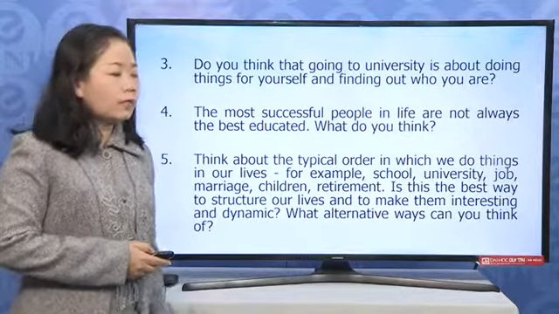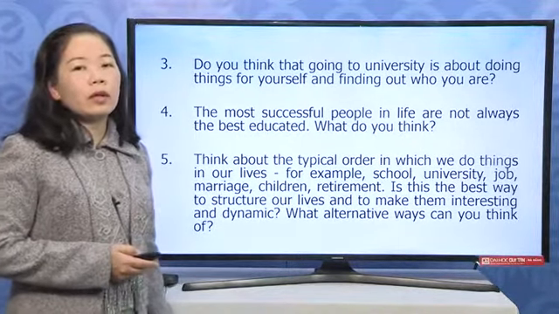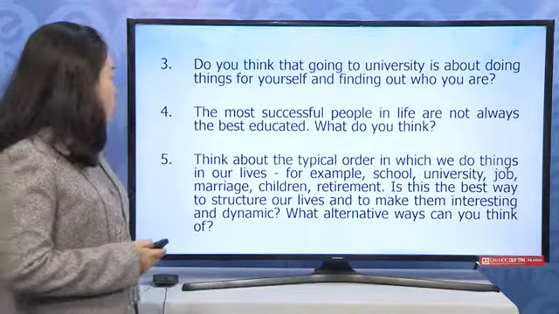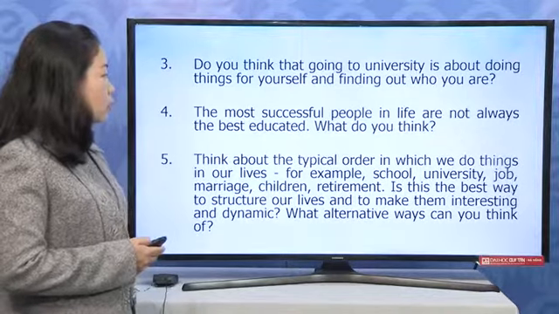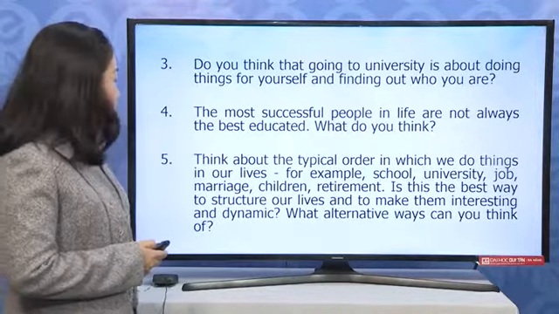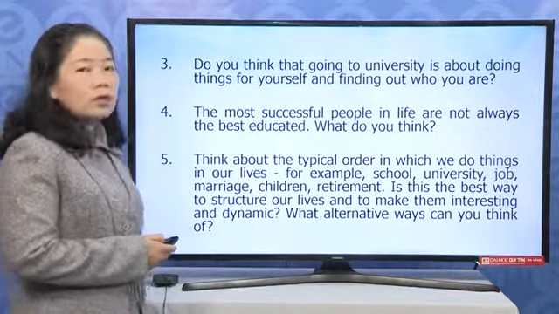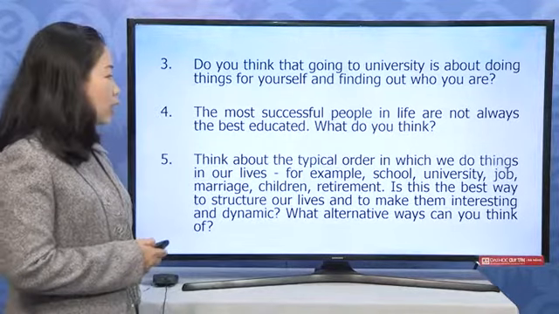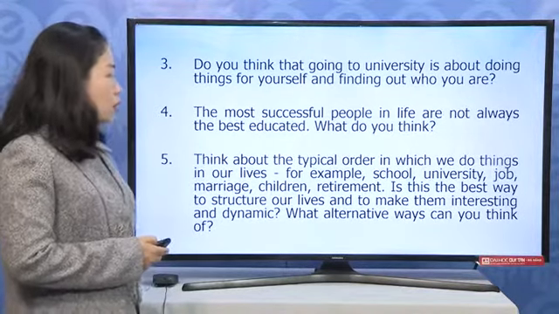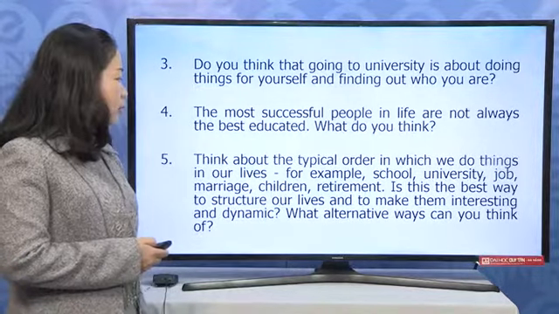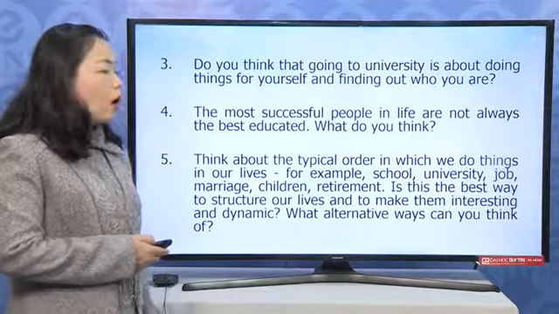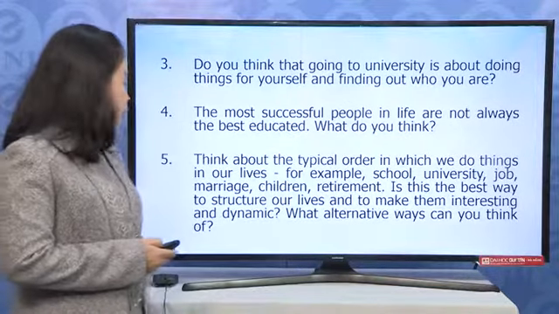And the last one, number 5, you think about the typical order in which you do things in your lives. For example, a school, university, job, marriage, children, retirement. Do you think it's the best way to structure your lives and to make them interesting and dynamic? And if not, what alternative ways can you think of?